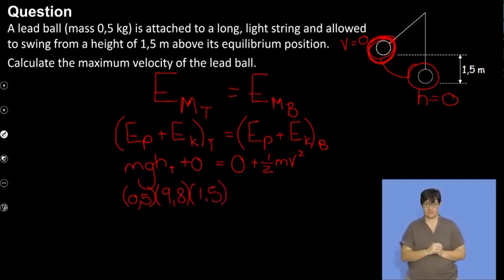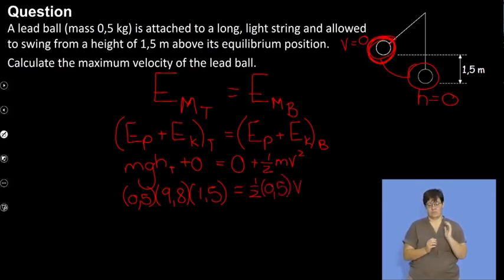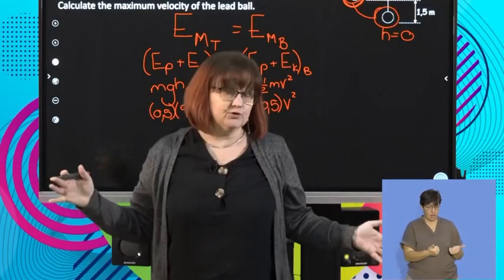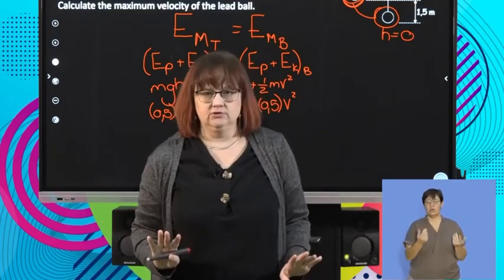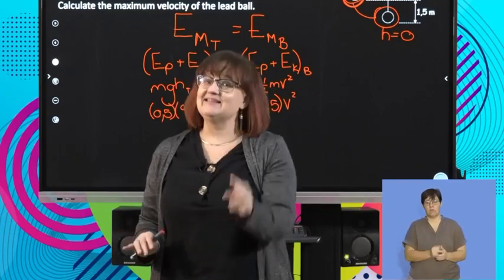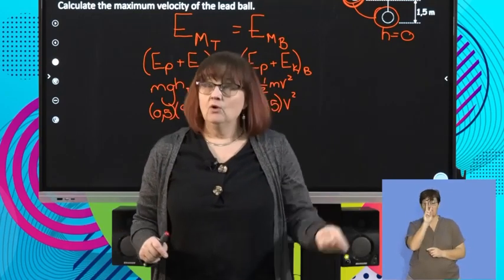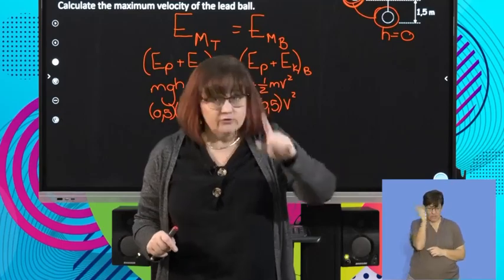I'm not going to put the plus naught anymore because the naught disappears. So now we have a half times 0.5 times v squared. All we have to do now is the maths. If you can use your calculators really well, you know how to do this in your calculator, and you want to do this all in one step, please go ahead and do that. But don't forget, it's v squared. When you get to the end, you must square root it.